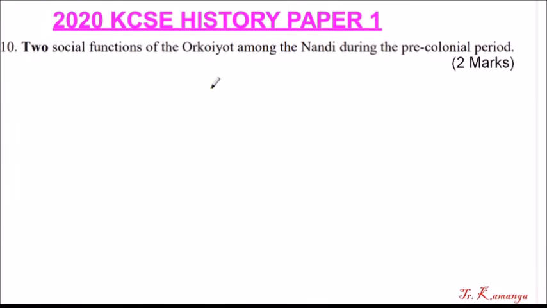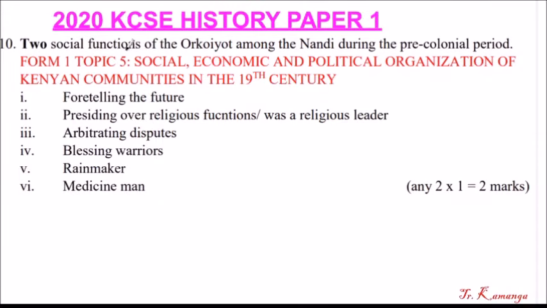Question number 10. 2 social functions of Orkoyot among the Nandi during the pre-colonial period. Which are these social functions? This is from Form 1, Topic 5, Socio-Economic and Political Organization of Kenya Communities in the 19th Century. So which are these social functions?